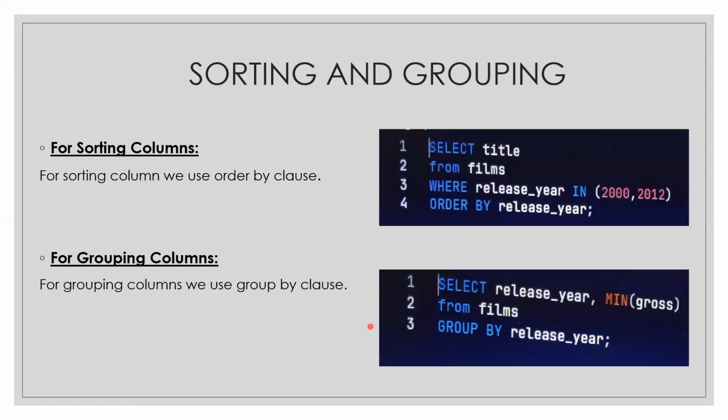We can also sort our data by using the order by clause. So again, we will have a query in which first we will select the title column from the films, and we will filter our result in which the release year is between 2000 and 2012. So if we want our result to appear according to the release year, we will use the order by clause. So in this way, we can sort our data according to our desired column.